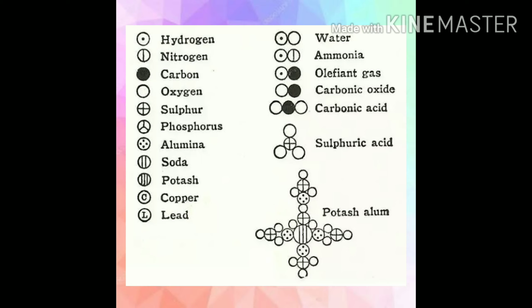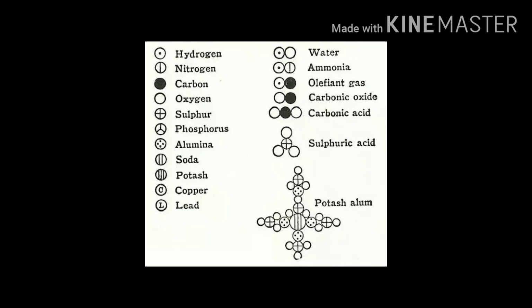But this figure was very complicated and it took time. It was difficult to remember, so it was complicated. So for that reason the theory was also discarded. After that, the scientist Berzelius suggested a simple method of representing elements with symbols. So he put forward certain points for representation.